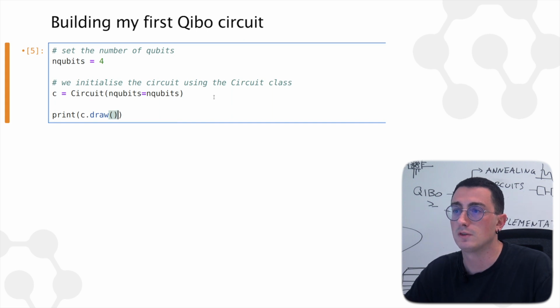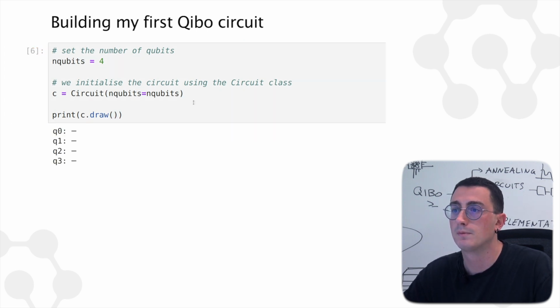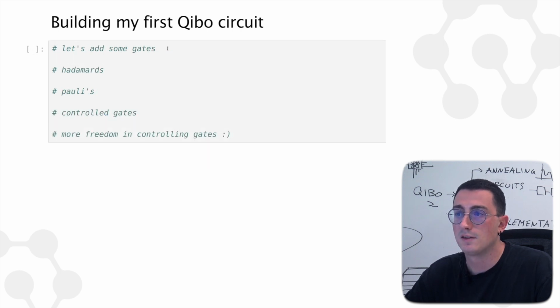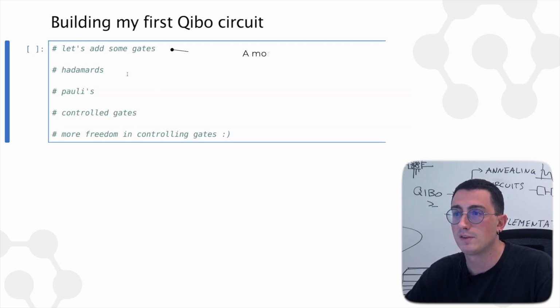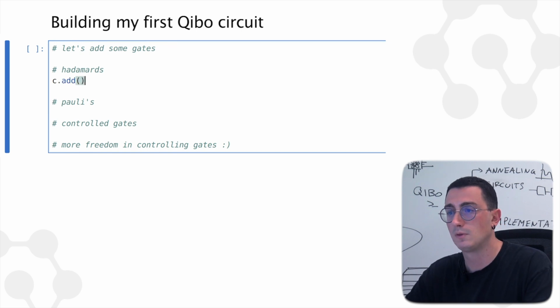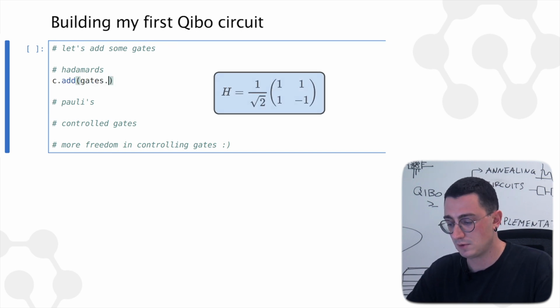With the function circuit.draw, as you can see, the circuit is empty. So the following step is to add some gates. For example, we can add the most famous gate, the Hadamard gate, to the circuit. We can say, for example, circuit.add gates.H, and then you should select the qubit on which you want to apply the gate. So, for example, qubit 0.